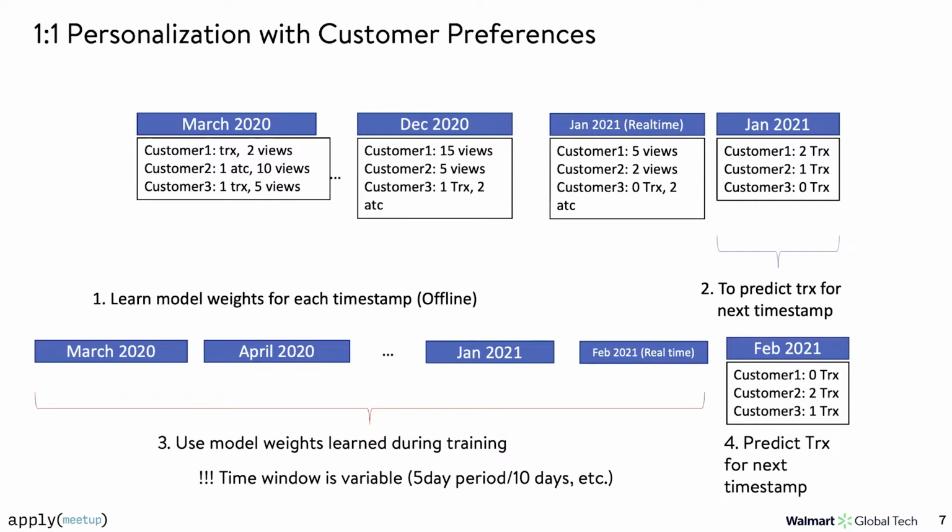For training the model weights, we use a variable time window, like different periods of time, such as a 5-day period or a 10-day period. And you can see an example where we use historical information from March through January 2021 to predict what a customer has a high probability of purchasing in February of 2021.